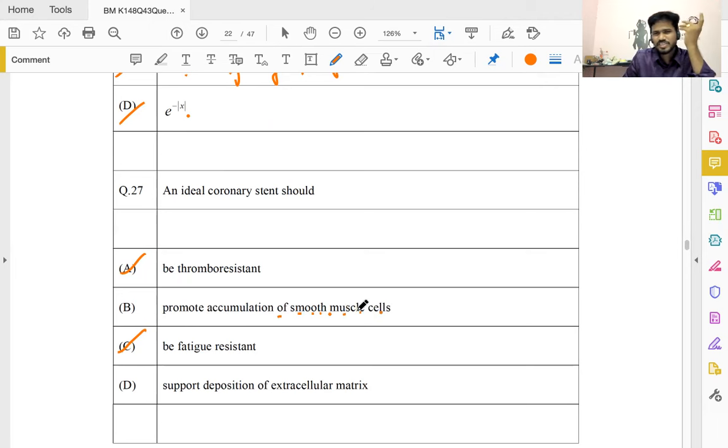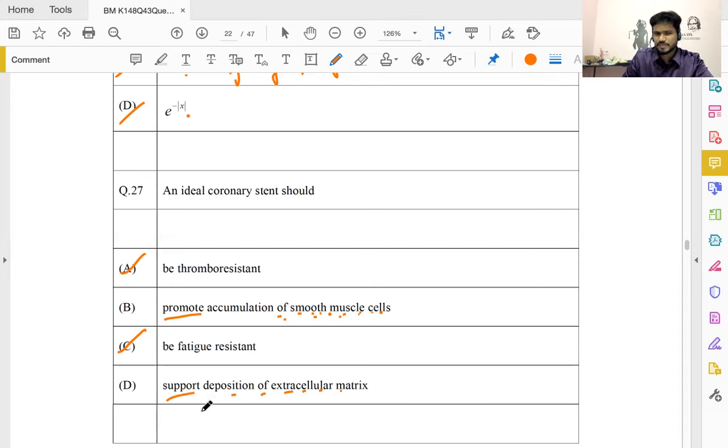What happens is, with SMCs, there's something called in-stent restenosis. You put a stent, there is a blockage, you put a stent and open it up. Okay. Now the stent is not nice. The blood vessel wall starts growing on top of the stent. It grows and at the end of the day starts occluding it. That happens if there is accumulation of smooth muscle cells. There is also deposition of extracellular matrix. So when this happens, the vessel wall grows on top of the stent very, very crudely, again, which you don't want. So it shouldn't be promoting that.